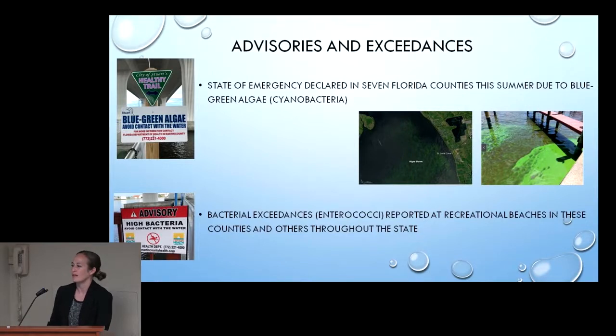Over the course of the summer, and before as well, there's been a state of emergency declared in 7 Florida counties. This has been due to the recent algae blooms, of course, cyanobacteria. At the same time, in these same counties and other areas in the state, there have been bacterial exceedances, particularly enterococci, a fecal indicator bacteria, reported at recreational beaches.